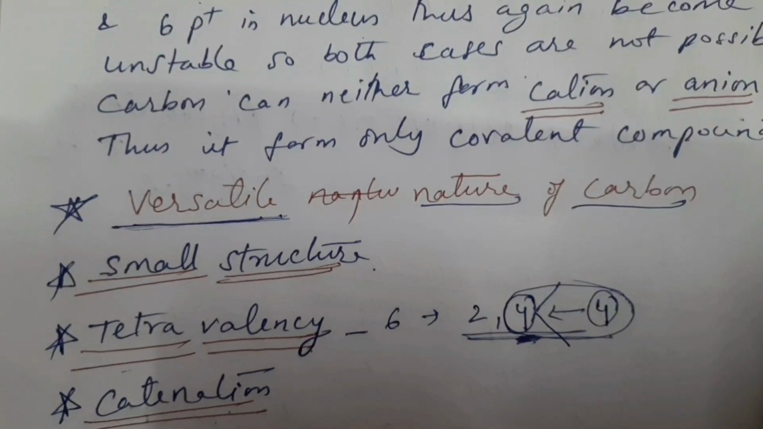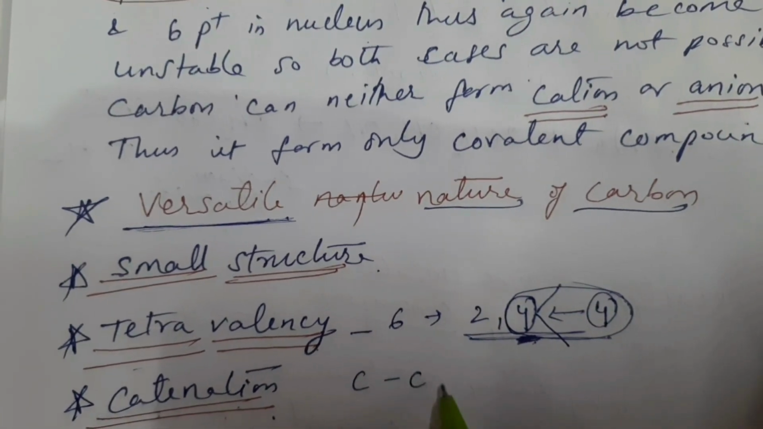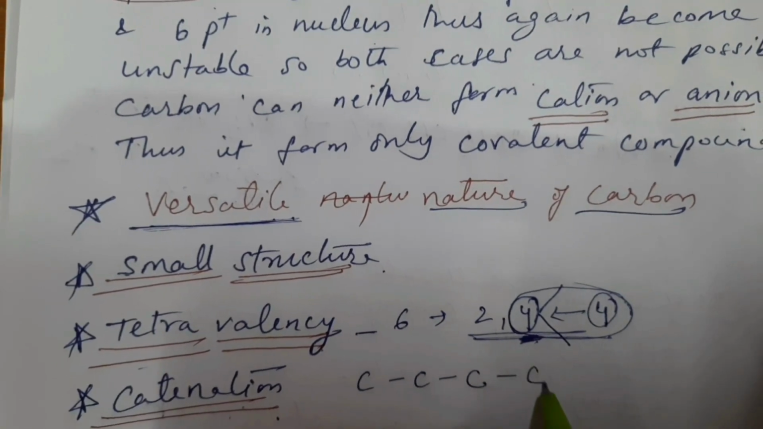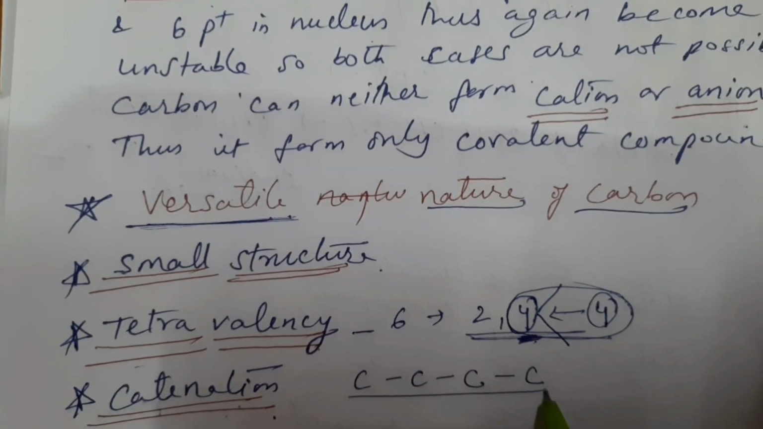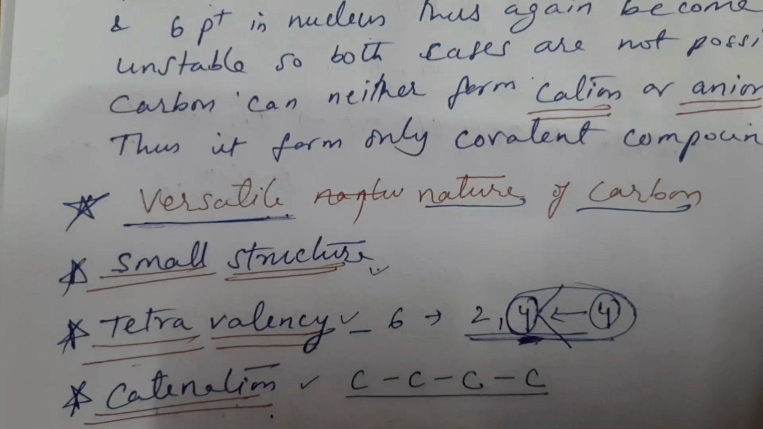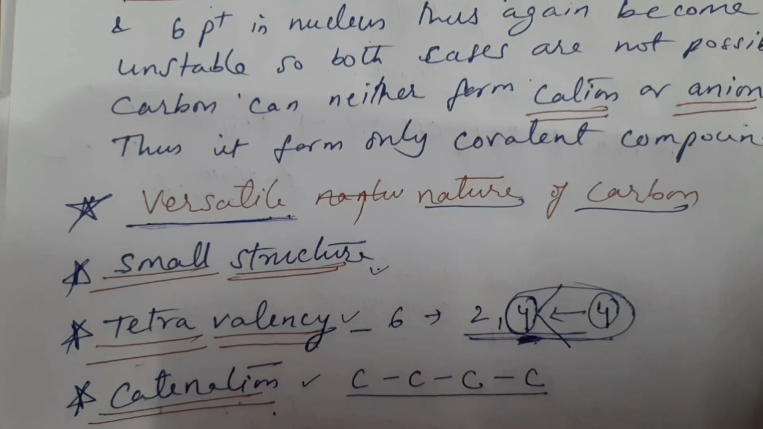The next one, catenation. Catenation means to form long chains. Carbon combines with either carbon or some other atoms to form a long chain. This property of forming long chain compounds is called catenation. Because of these 3 properties, carbon is versatile in nature. We get a large number of compounds made up of carbon.